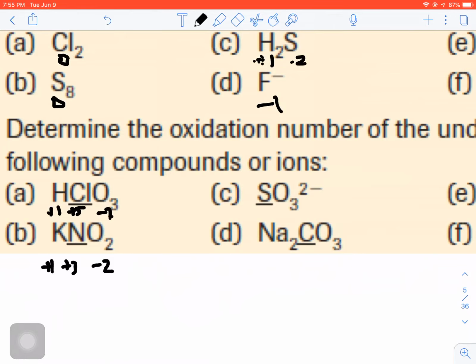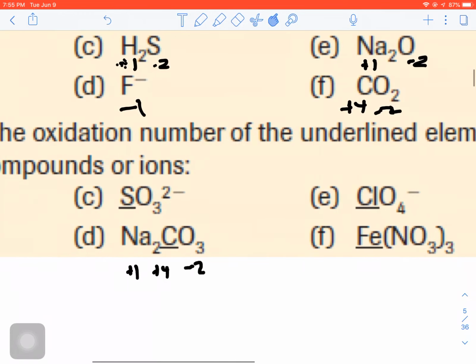If I look at Na2CO3, I see oxygen, always minus 2. Sodium, which is always plus 1 because it's a group 1 element. Now if I look at the carbon, I have 3 negative 2s for oxygen, which makes minus 6. And I have 2 pluses for sodium, so I must have plus 4 for carbon, so that I've got 6 pluses and 6 minuses.